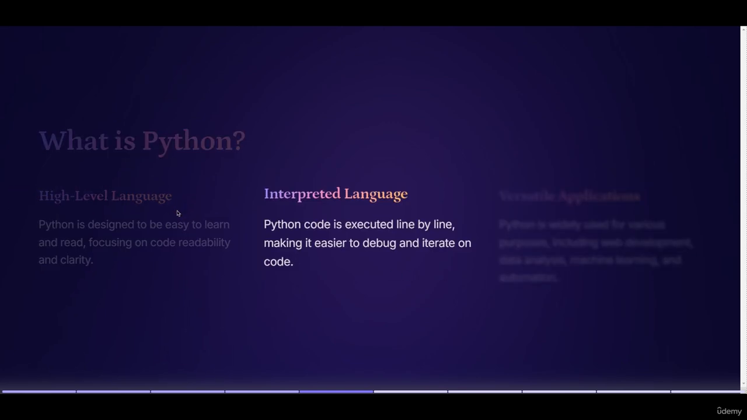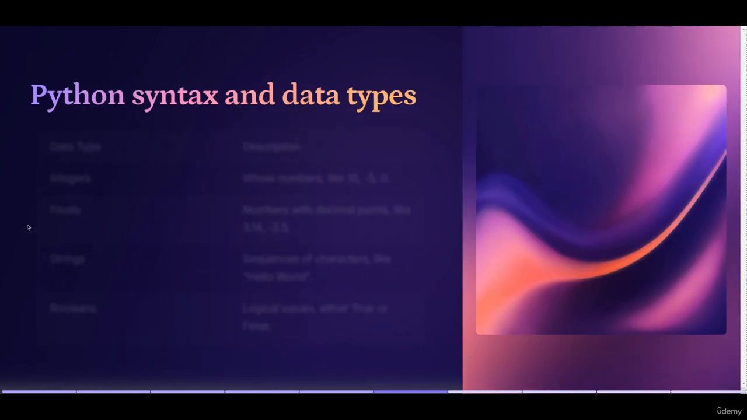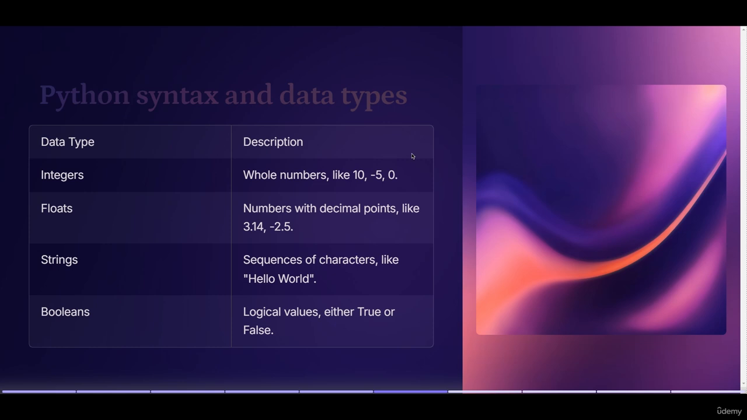After that we have the Python syntax and data types. So we have different data types and descriptions over here. Like we have integers, so these are the whole numbers like 10, minus 5, 0. Then we have floats. These include the decimal points as in math, and you will have like 3.14, minus 2.5, etc. Then we have strings. These are like the normal words here, and we can have sequences of characters like hello world.